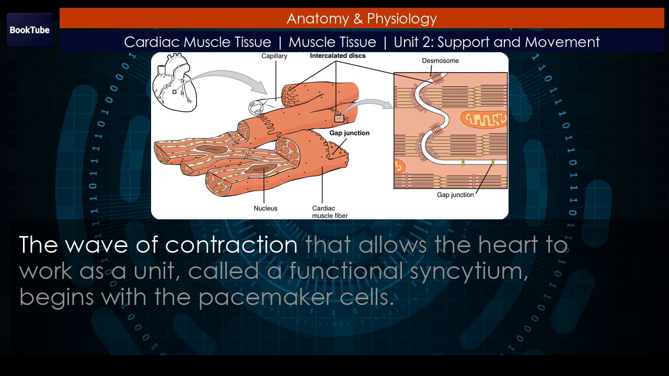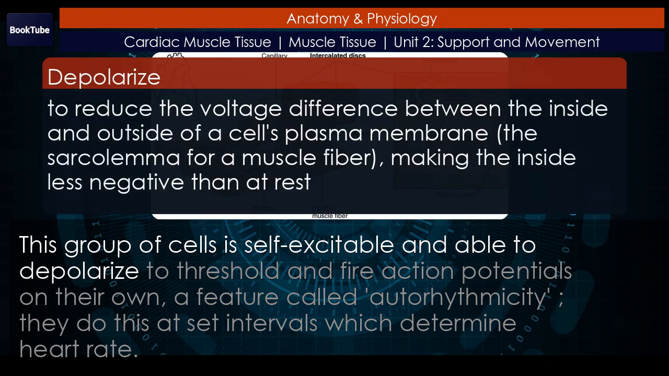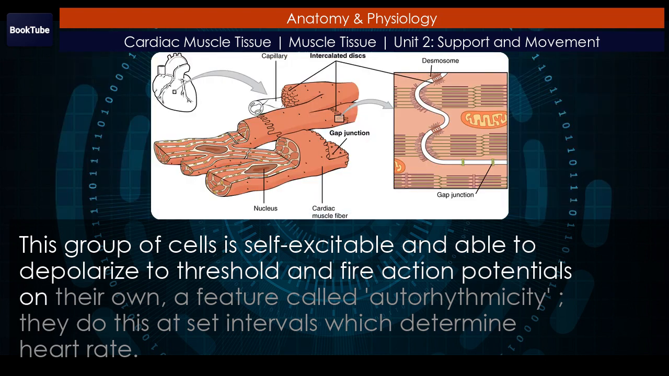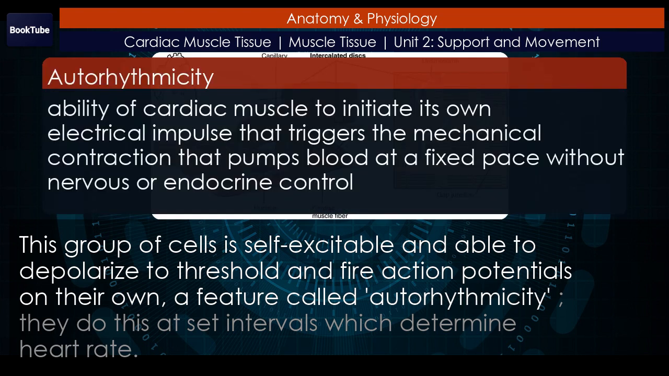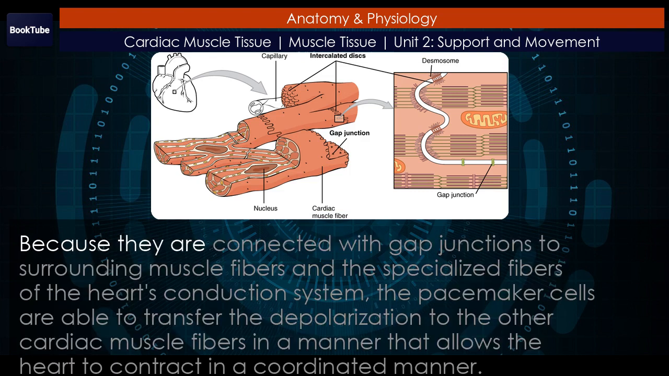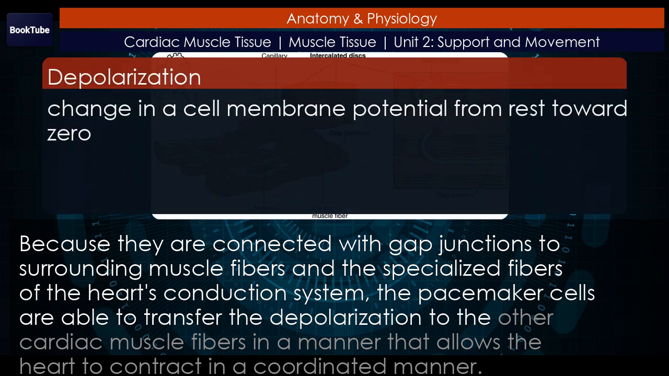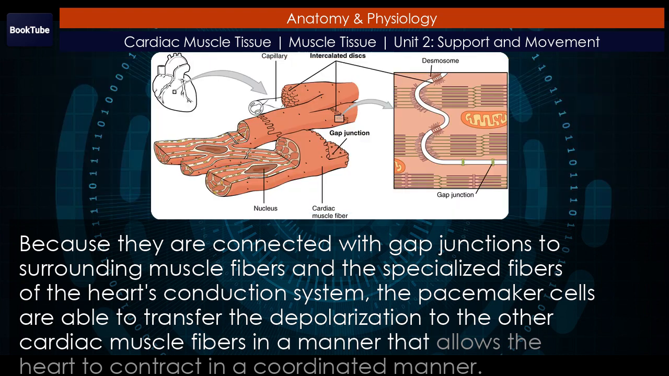The wave of contraction that allows the heart to work as a unit, called a functional syncytium, begins with the pacemaker cells. This group of cells is self-excitable and able to depolarize to threshold and fire action potentials on their own, a feature called autorhythmicity. They do this at set intervals which determine heart rate, because they are connected with gap junctions to surrounding muscle fibers and the specialized fibers of the heart's conduction system. The pacemaker cells are able to transfer the depolarization to the other cardiac muscle fibers in a manner that allows the heart to contract in a coordinated manner.